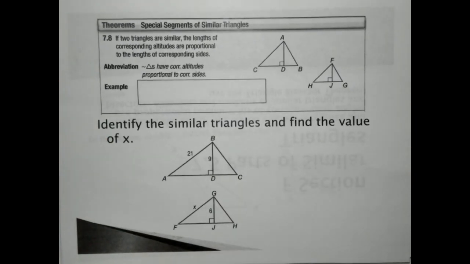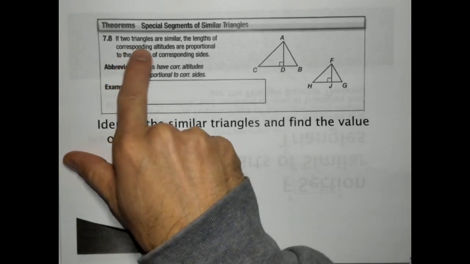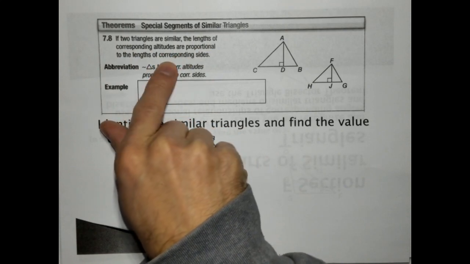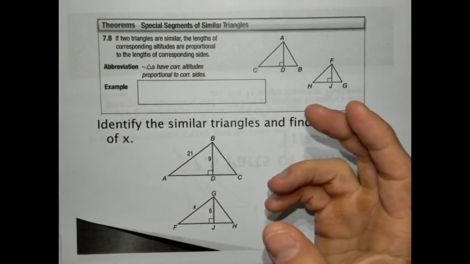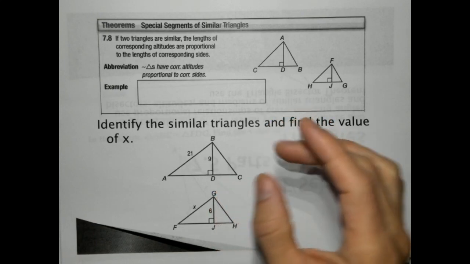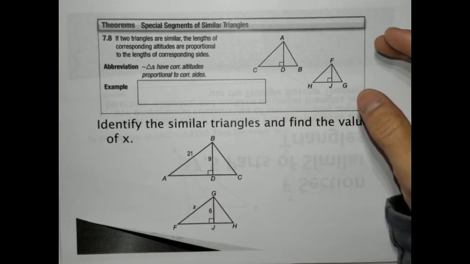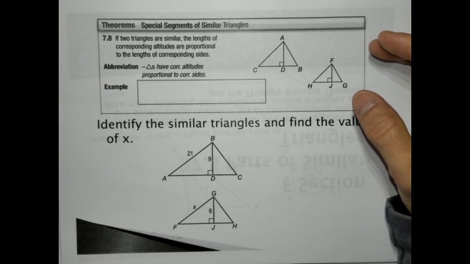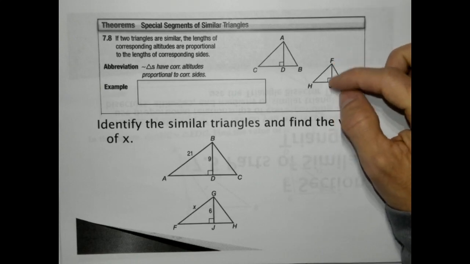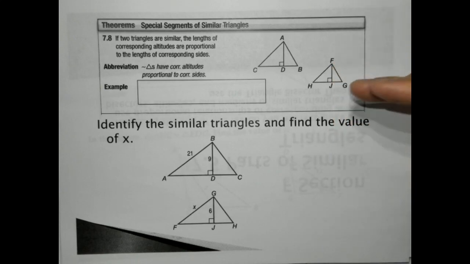So the special segments of similar triangles. If two triangles are similar, the lengths of the corresponding altitudes are proportional to the lengths of the corresponding sides. In other words, we know if triangles are similar, the sides have a proportional relationship. Well, so too do the altitudes. The altitude is literally the height. The altitude doesn't need to be part of the triangle itself. It measures the distance from the base to the highest point, the vertex of the two sides. I'm explaining in a really terrible way. You'll see what I mean.